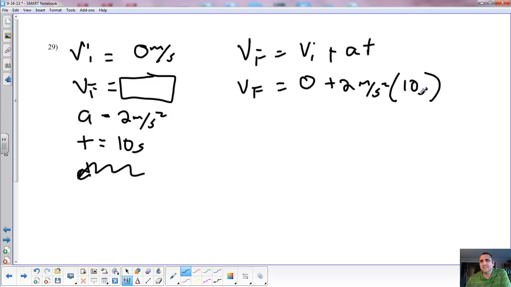And seconds squared on the bottom, seconds on the top. Those two will cancel, so this seconds will cancel with one of those seconds. I'll end up with an answer in meters per second, which is good. 2 times 10 is 10, and my final velocity will be 10 meters per second. So I hope that's good for us. Oh, okay, I can't. 2 times 10, you're right, I was looking funny, is 20 meters per second. Even the big guy's wrong sometimes. So there you go, number 29, 20 meters per second.